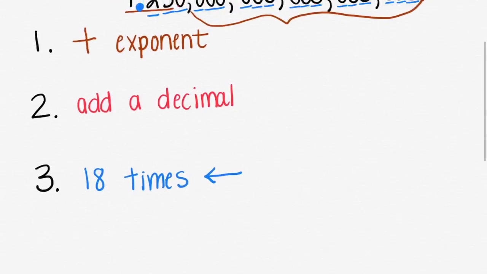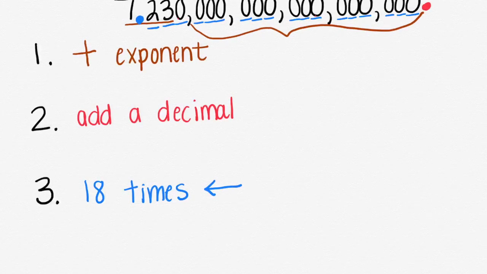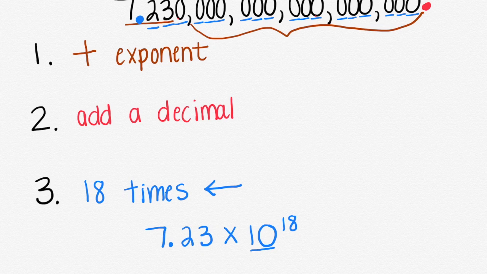we are going to be rewriting this number as 7.23. I'm going to go ahead and drop off all of the zeros. The reason is that's what the base of 10 is going to take care of. So times 10, and we have a base of 10 to take care of those zeros for us, with an exponent of positive 18. It's now written in scientific notation.